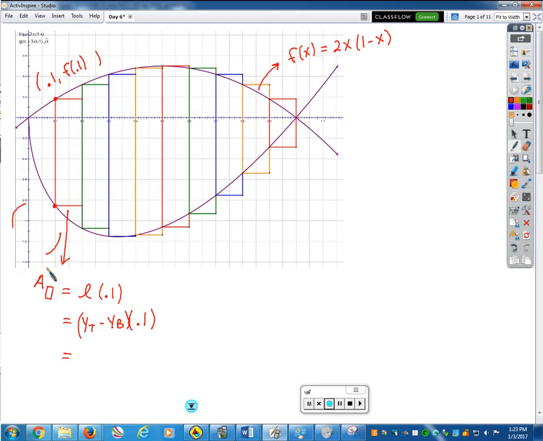Negative? Yeah. 0.1, because that's the x coordinate. The y coordinate will turn out to be negative, but we let the computation handle that for us. So this is g of x is equal to 3x minus 1, square root of x. So over here we write 0.1 and g of 0.1.